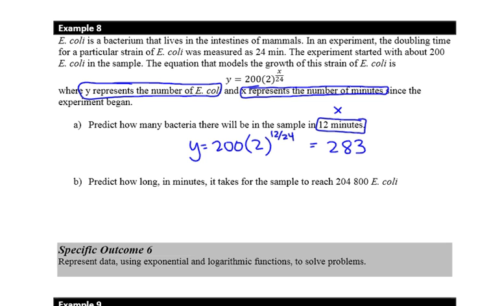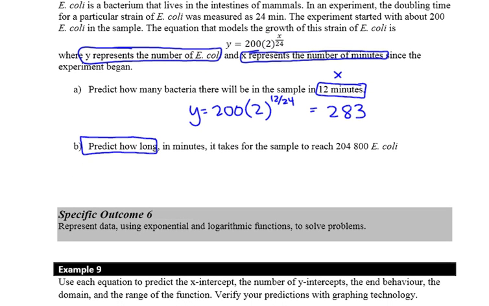Predict how long. So what if it says how long? Which variable is this? X. X is our time. So find X in minutes. If they give us how many E. coli, this is Y. Now, there's another way we can solve this instead of using logs. What's the other way? Graphing it.